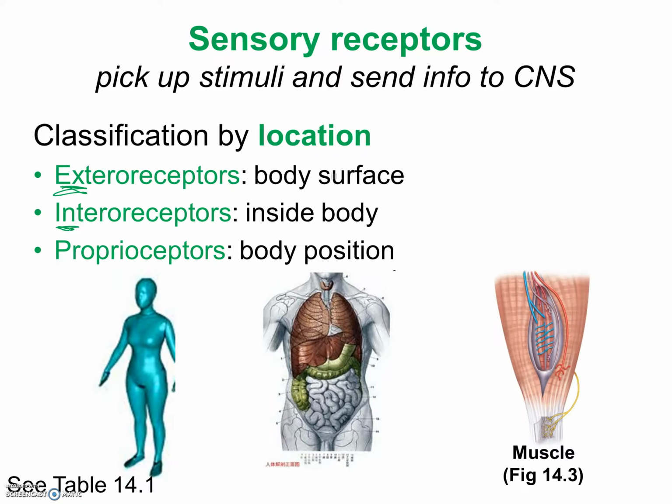And finally, proprioreceptors. Proprioreceptors sense body position. So they tell you where your arms and limbs and body are in space. So proprioreceptors are actually located inside the muscle. The idea is that if you know where your muscle is, based on the muscle and the movement, that will tell you where your body is and where the position is. That's why the proprioreceptors are all inside the muscle.